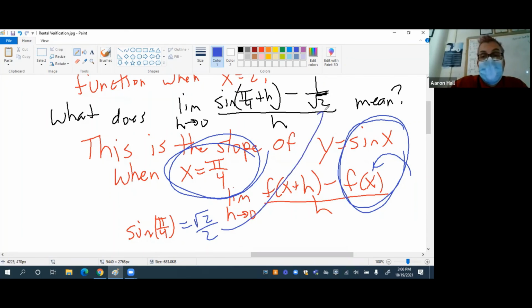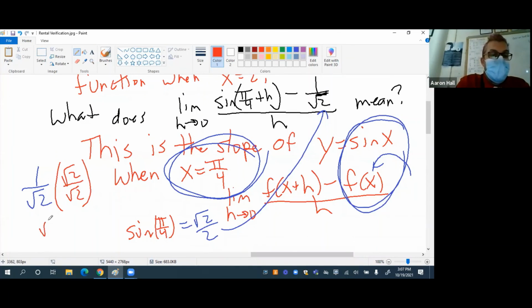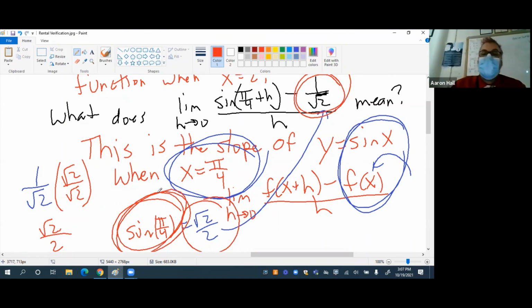Isn't that the same thing as this? If I have 1 over the square root of 2, a square root in the denominator is not considered simplified. So I have to rationalize the denominator. How do I rationalize the denominator? We multiply by 1 in the form of what? Square root of 2 over the square root of 2. The numerator is the square root of 2. What's the denominator? What's the square root of 2 times the square root of 2? It's just 2. We get the same thing. So this is our sine of pi fourths.